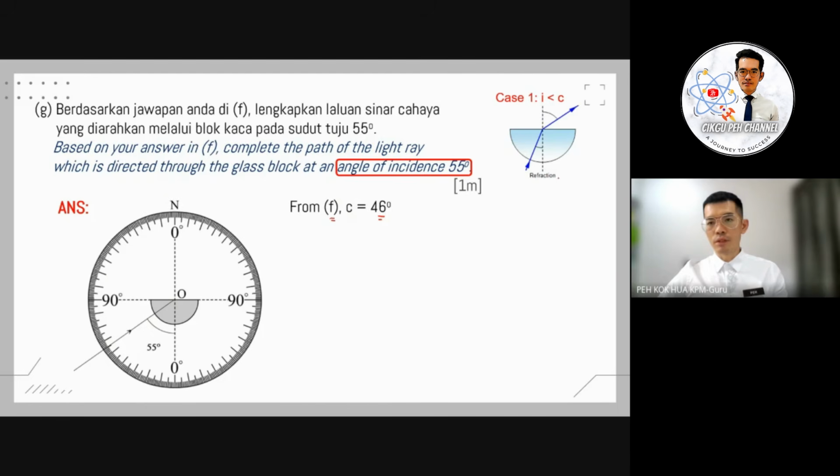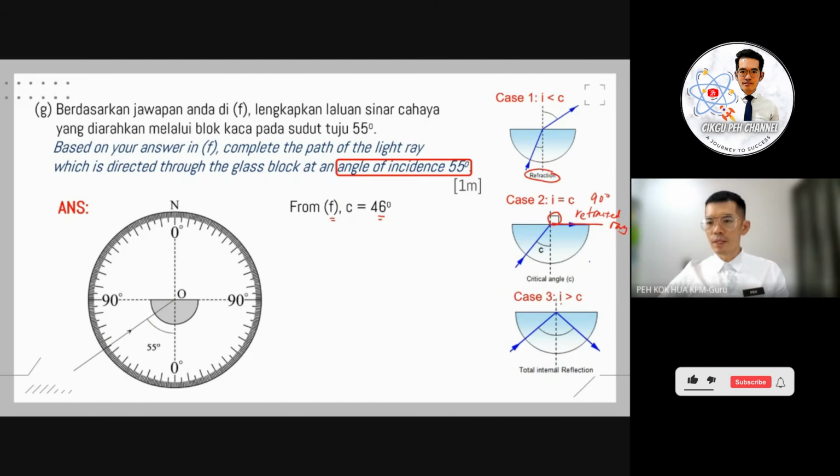Here we have the 3 cases for different incident angles. In the first one, the incident angle is less than the critical angle, so refraction will occur. It'll be like this. The second case will be i equal to C, so the incident angle equals C. You can see your refracted ray will be at a right angle, which is 90 degree. And in the third case, where i is greater than C, you will see total internal reflection occur.